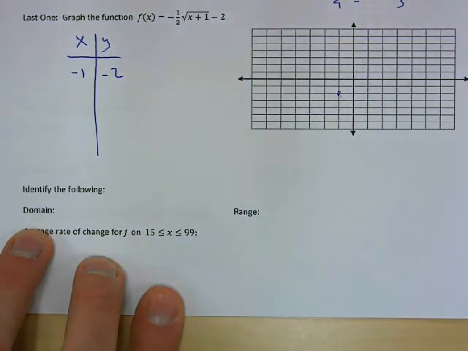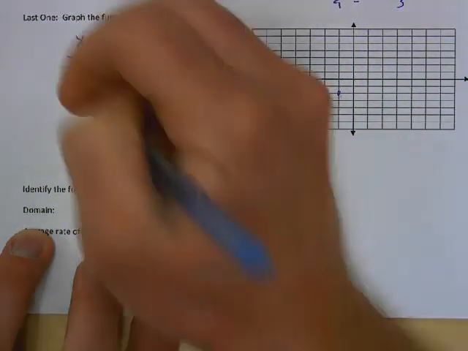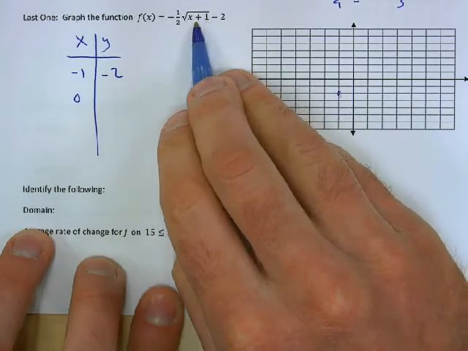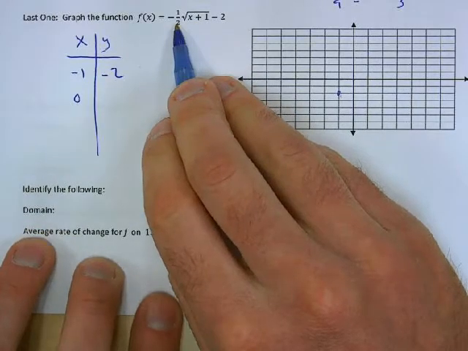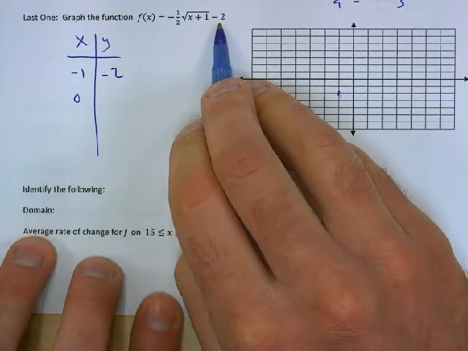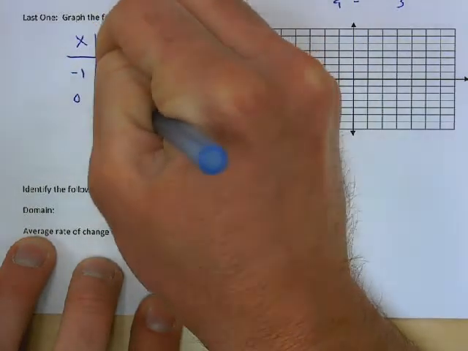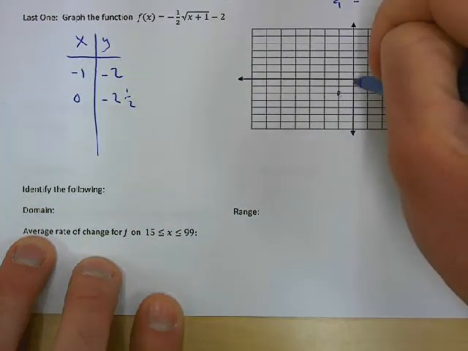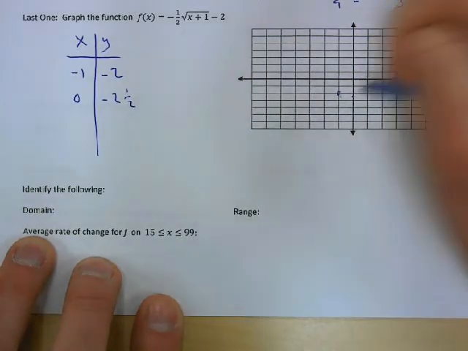Next, I want to get 1 under the radical. What's going to give me 1 under the radical? Well, plugging in x is 0. 0 plus 1 is 1. The square root of 1 is 1. Times negative 1/2 is negative 1/2. And then minus 2 is negative 2.5. And we can just write a mixed number, that's fine. So negative 2.5. Let's go ahead and plot these as we go along. 0, negative 2.5, right about there.